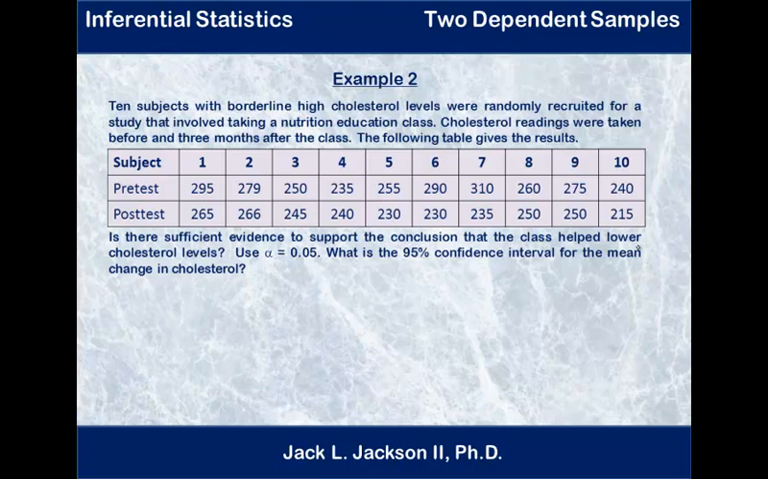And we're going to use an alpha equal 0.05 level. And then we're also going to go ahead and do a 95% confidence interval for the mean change. Again, this is dependent samples. See if you can go ahead and figure this out on your own. Press pause now.